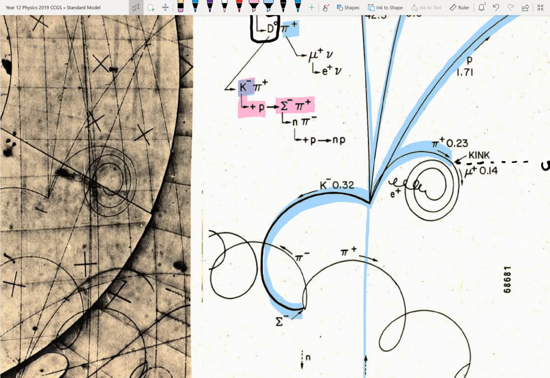What's actually happening here is the sigma is made, the pion is made, and then the sigma goes, no thanks, I'm going to turn into a neutron and a pion. So, this pion was made with the sigma, and this pion negative was made with the neutron. Two separate interactions, but they look like they came from the same vertex. Okay? So let's just be careful.